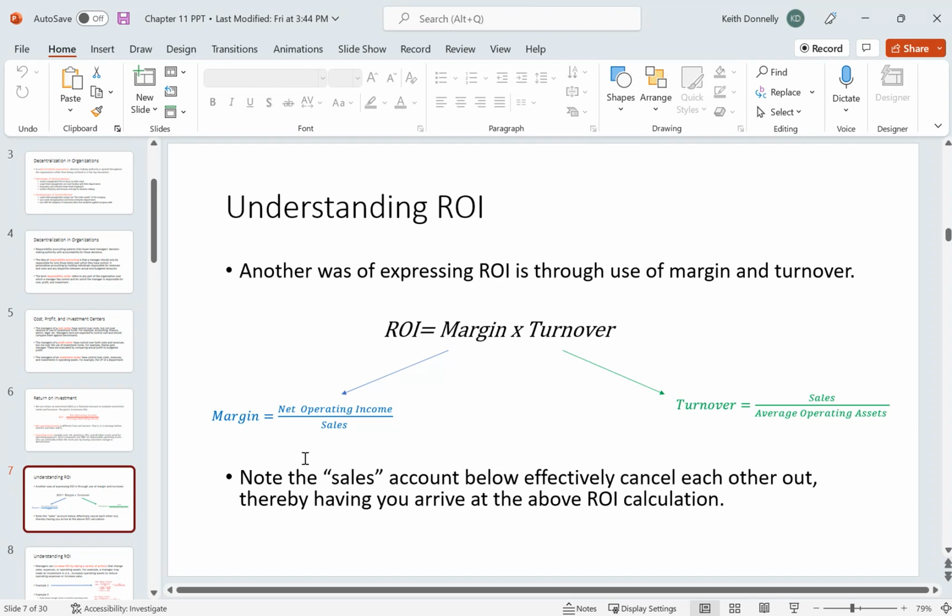But again, this is just another way it's presented, another way you could solve for it. If you're given a set of facts and you don't have the complete information for margin or turnover, you might be able to use the alternative variation, or you could build out the margin, build out the turnover, combine them, and reach your ROI. Just two different ways to reach the same end result.